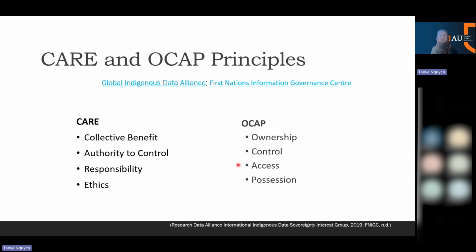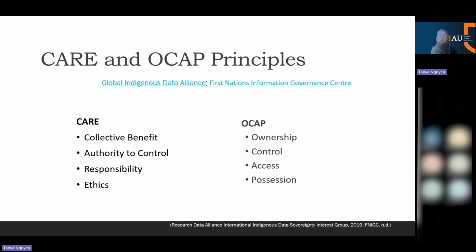Control. This affirms that First Nations and their communities and representative bodies are within the rights to seeking control over all aspects of research and information management processes that impact them. So First Nations control of research can include all stages of a particular research project from start to finish. And access refers to the fact that First Nations must have access to information and the data about themselves and their communities, regardless of where it is held.